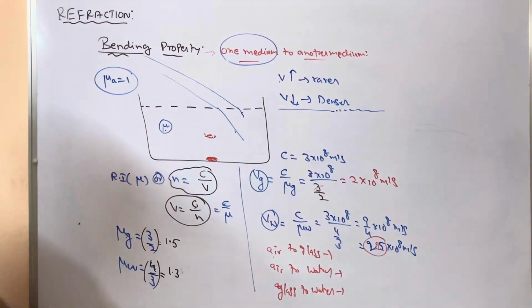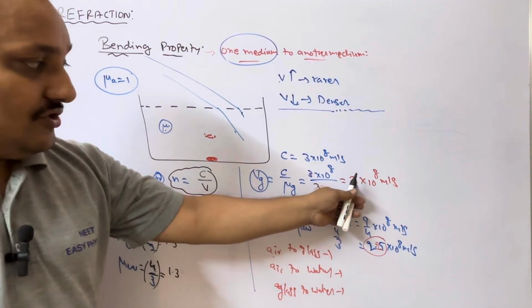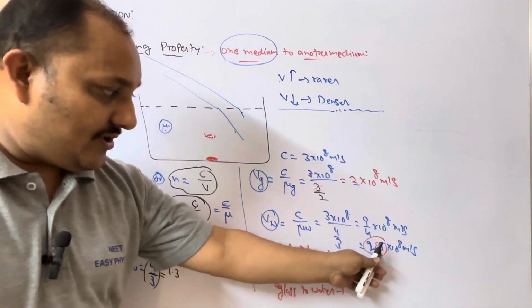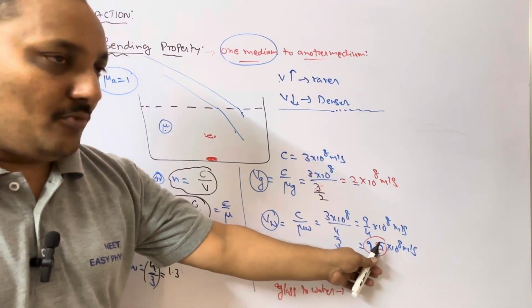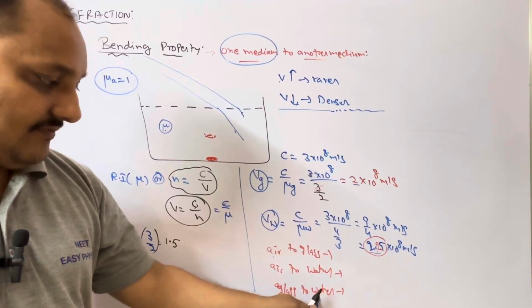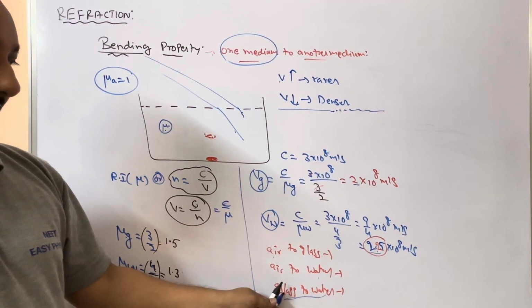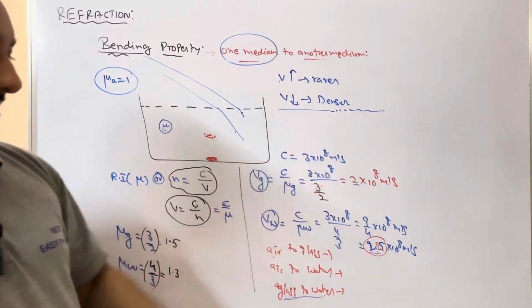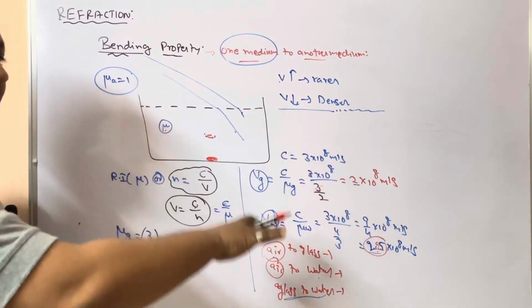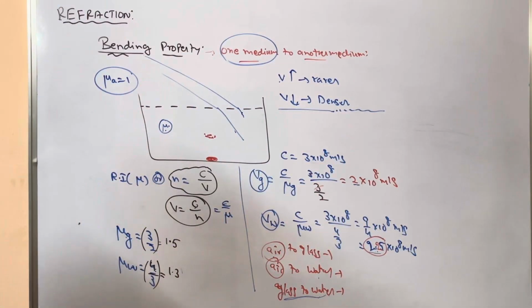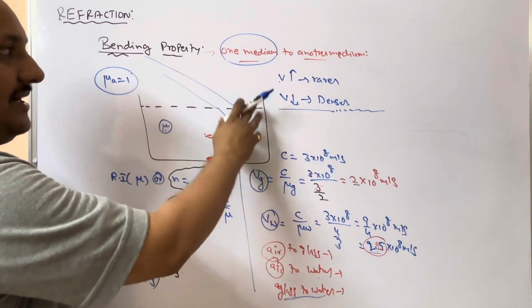Correct? So, however, it is glass to water. In glass, what is the velocity? 2 into 10 power 8. In water, 2.25. Where is it more? In water, it is going to be more. Therefore, for this case, water is rarer medium, glass is denser medium. So, where velocity of light is more, that is rarer medium. Where velocity of light is less, that is denser medium. Blindly you can remember, isn't it? So, now we got rarer medium, denser medium.